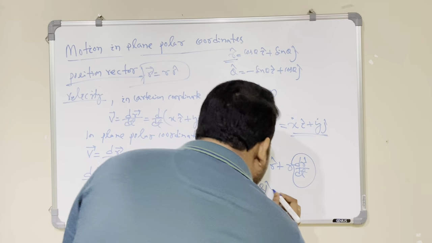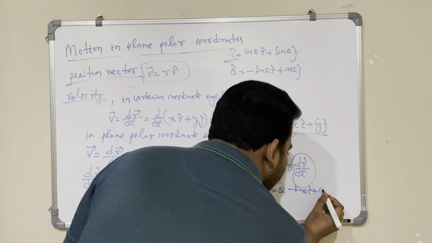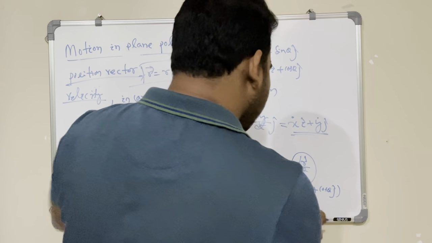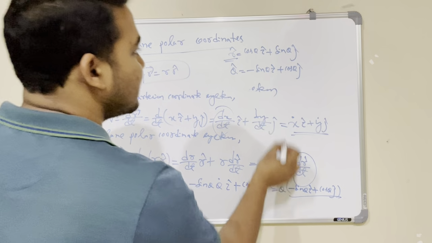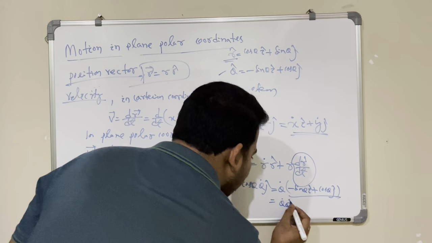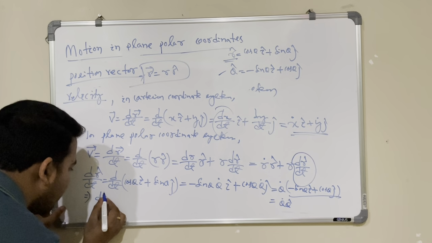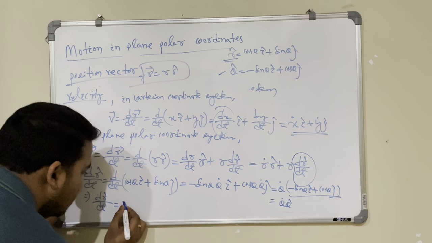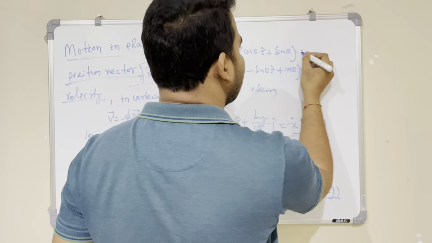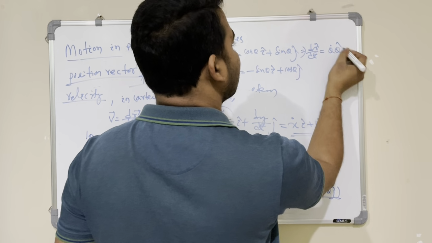So if you take theta dot common, then this is equal to minus sin theta i cap plus cos theta j cap, and this minus sin theta i cap plus cos theta j cap is theta cap. So this is theta dot theta cap. This is clear. So we found that dr cap by dt is theta dot theta cap. We will write here dr cap by dt is theta dot theta cap.